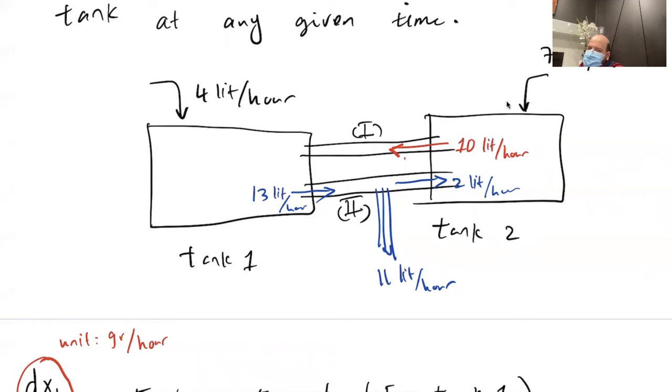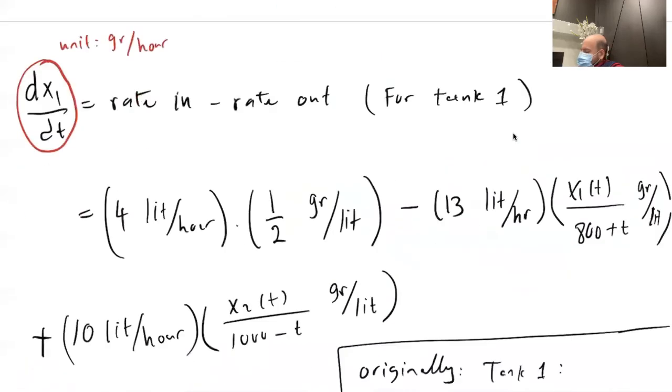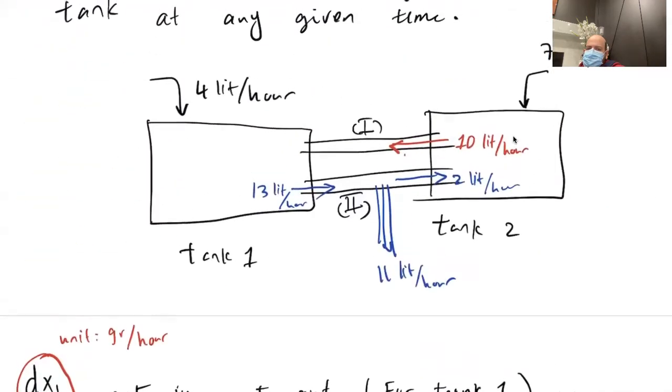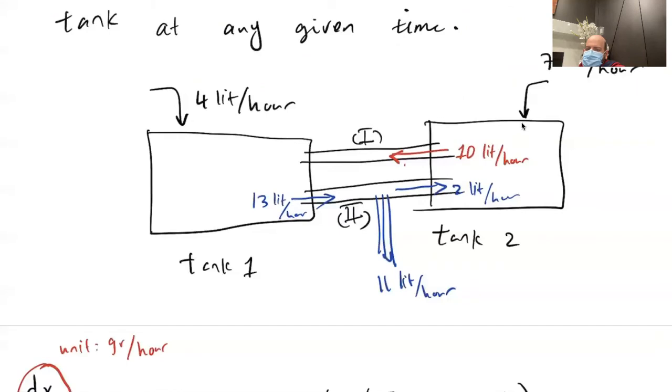We saw that x2 of t is the amount of salt in grams in tank 2 at time t. And V2 of t is the amount of salt water in liters, which, if you remember, was 1000 minus t. So I have to multiply this with x2 of t divided by 1000 minus t. The unit will be gram per liter. Plus, see, this water comes in, I included with positive sign. This water goes out, I included with negative sign.